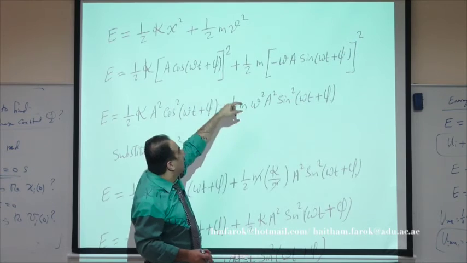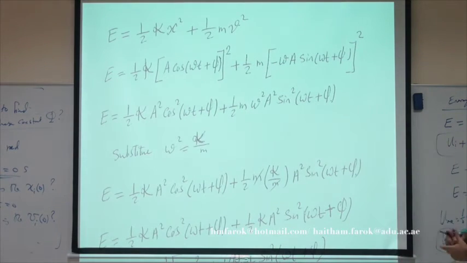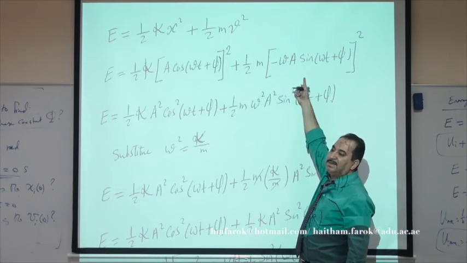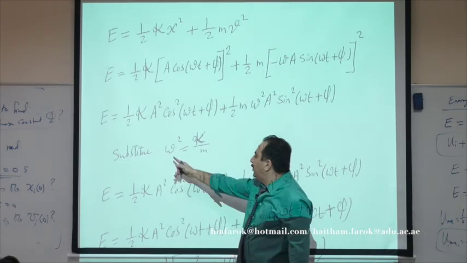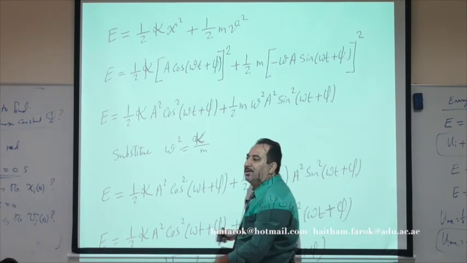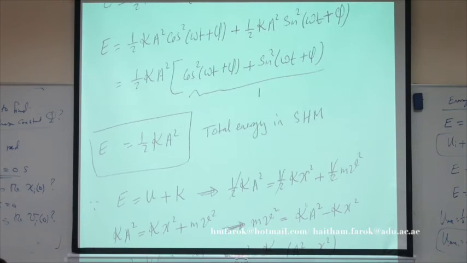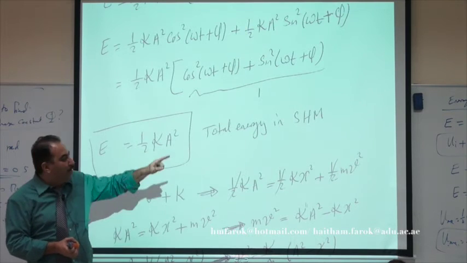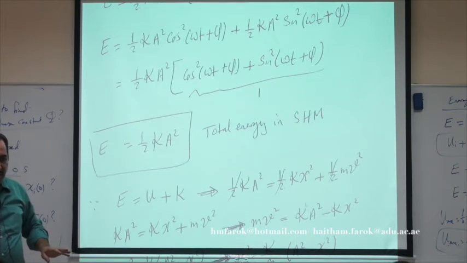Square the x. v, constant or changes? What's the equation for v for an oscillator? Minus omega A sine omega t plus phi. Square it. Now, open the squares, rearrange. Remember, omega squared is kappa over m. Put everything together. You will end up with this equation. E equals half kappa A squared. Which I already said there, yeah?